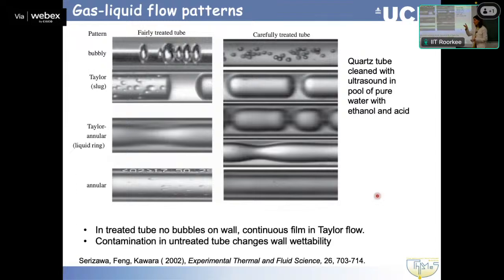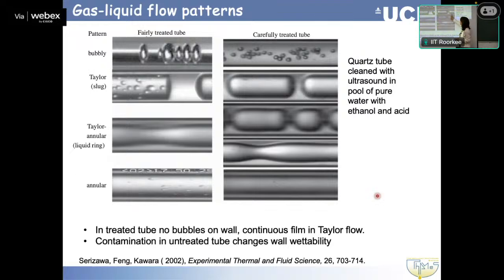under different conditions. And coming back to your question, actually, in this case, just by treating the tube, so here it was not very well treated or not treated, so there might have been some impurities. Here the quartz tube was cleaned very well with ultrasound in a pool of pure water with ethanol and acid, and they did manage to have an effect on the flow patterns with this carefully treated tube. You see here, we avoid having the formation of these little bubbles.